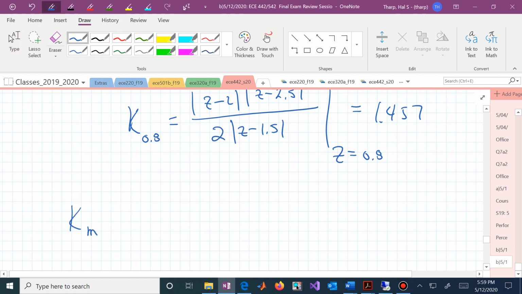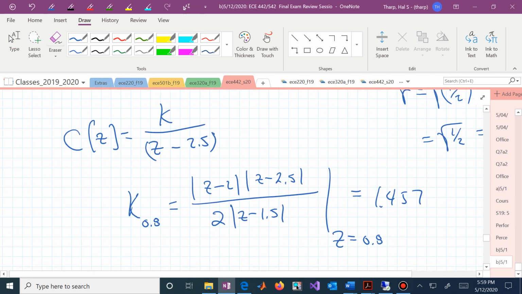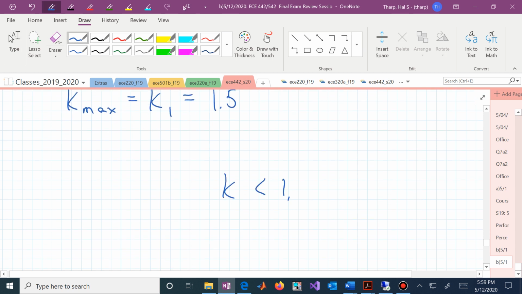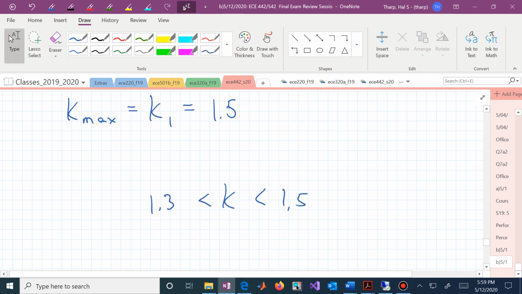We could find what's the upper limit on k, or what's the minimum k. So k minimum is k triangle. I tried to compute that earlier using the law of cosines, and that ends up being, if I'm doing my math right, about 1.33. K max is either k at -1 or k at 1. It in fact turns out to be at k1. You do that and you end up with 1.5. So any k between 1.5 and let's say 1. Let's go a little bit bigger than that, 3, 4, that would be stable.